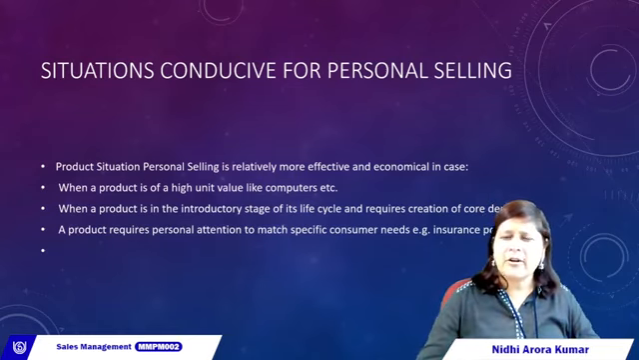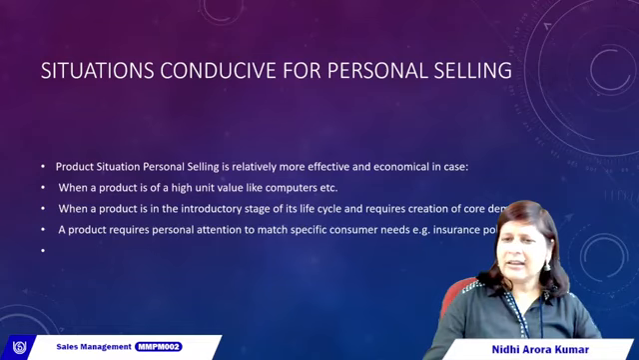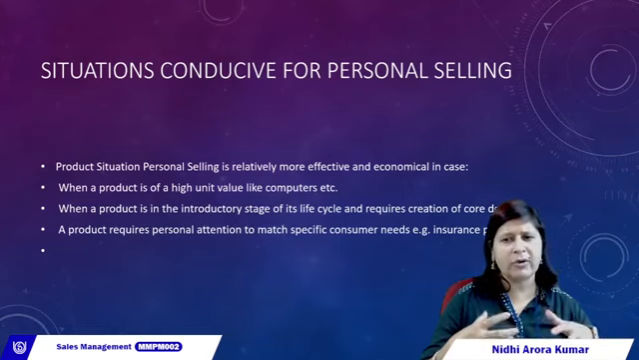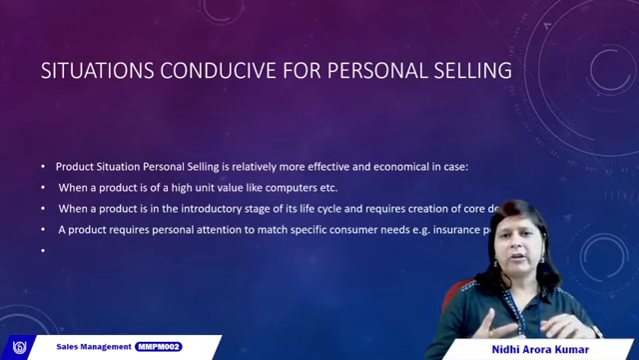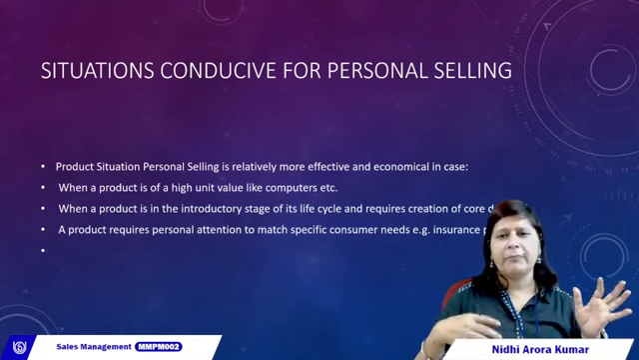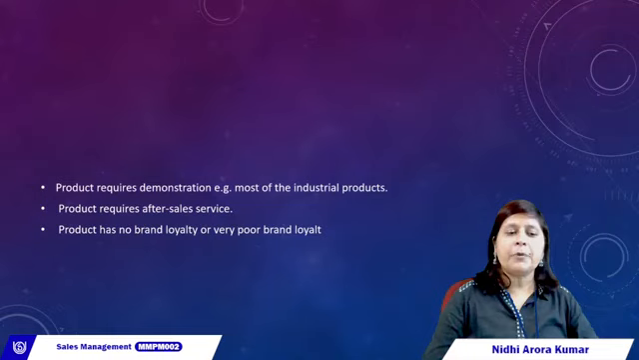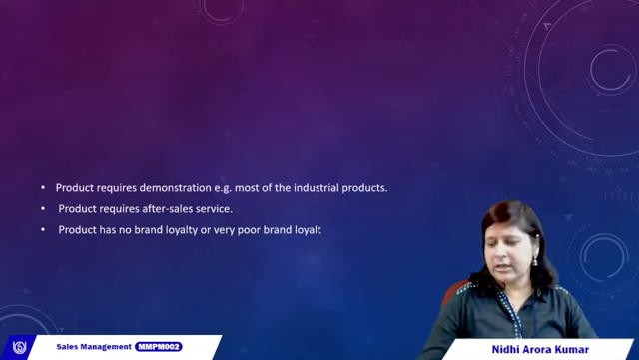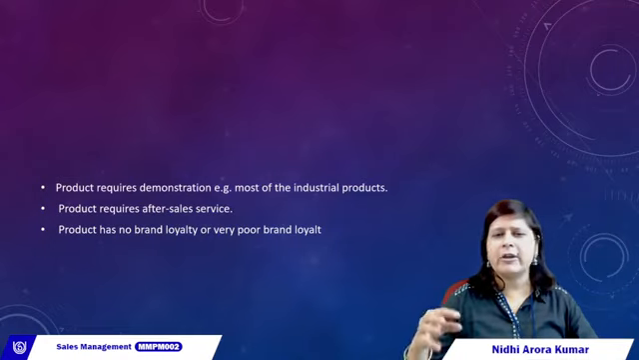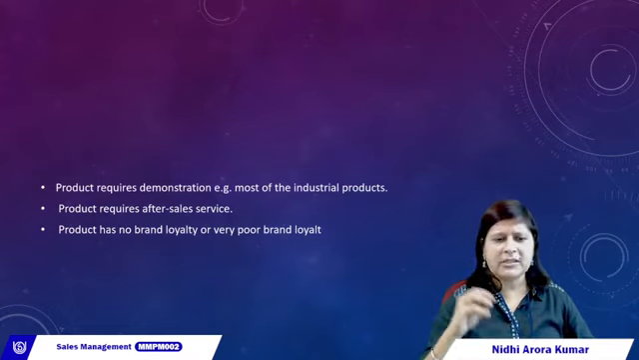Through advertising, we cannot sell an insurance policy, because everyone's requirement could be different. There could be a number of queries the customer could have, and personal selling plays an important role because the representative could solve all the questions or queries of the customers, right? When a product requires demonstration, mostly industrial products, then personal selling plays an important role. Wherever a product requires demonstration, personal selling plays an important role.